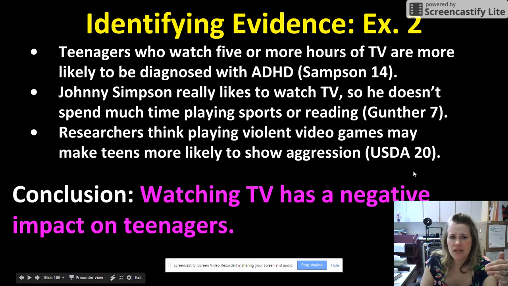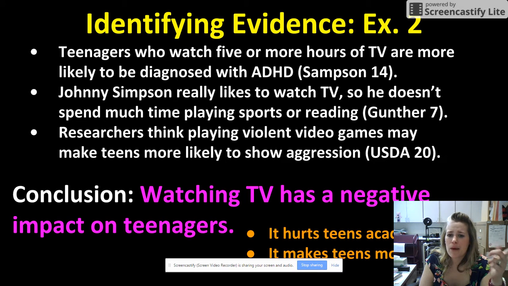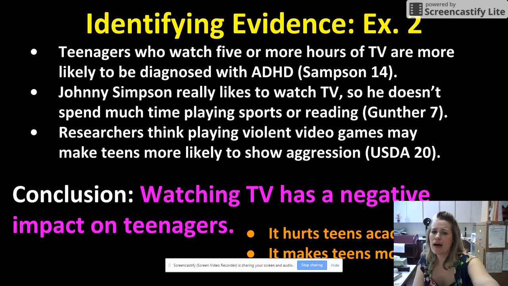So as I look through this, I see something on ADHD, not playing sports or reading, and showing aggression. So if I take those 3 ideas and I try and summarize them, I can come up with the idea that it hurts teens academically. Okay, so diagnosed with ADHD, that would hurt you academically, and you're not playing sports and you're not reading. So if you have ADHD and you're not reading, that's going to hurt you academically.